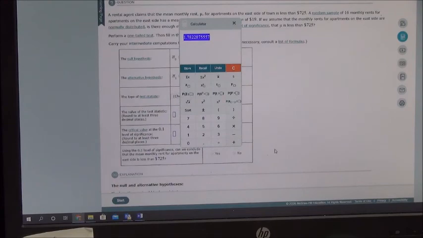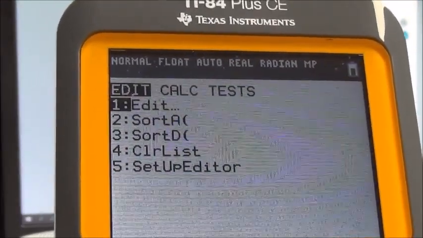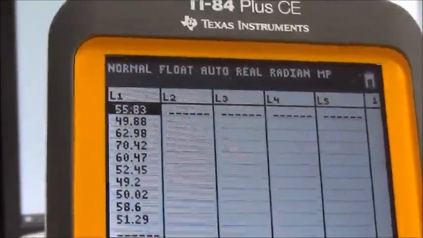So again, we're going to have to put that into our calculator into list 1. So I am going to hit the stat button. And when I hit the stat button, I'm going to edit. And so I'm going to put number 1. And then I'm going to go ahead and type my values in.